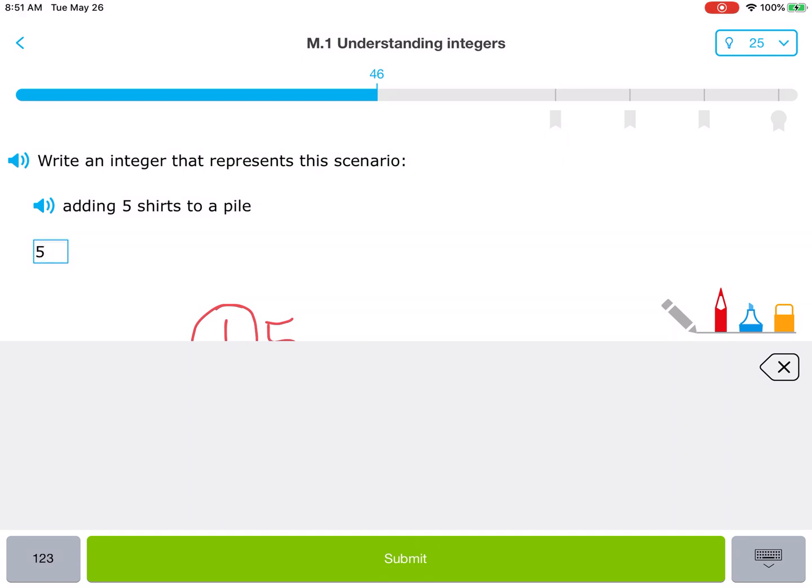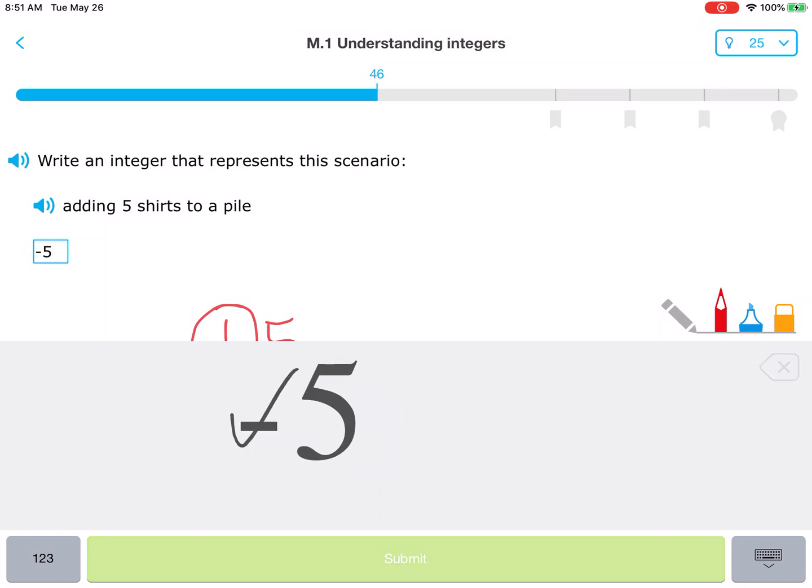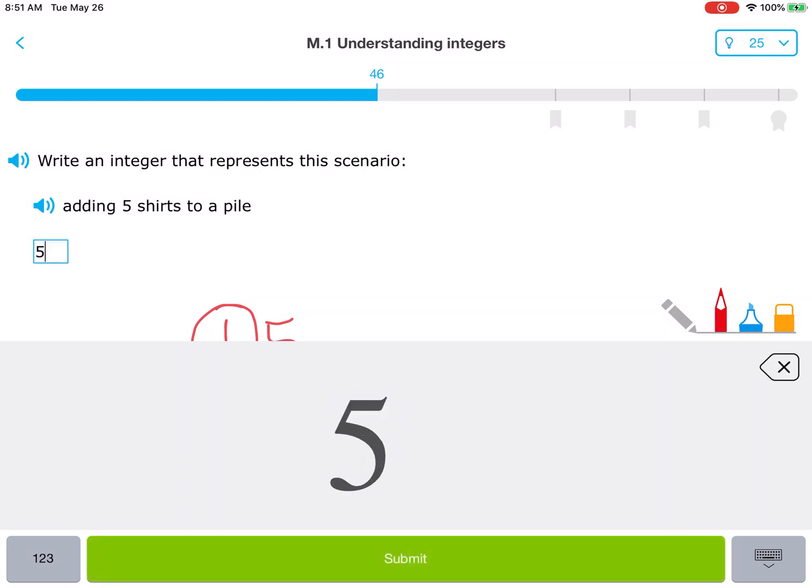You're going to see a few of these. So now if you're subtracting, you need to put a negative in here before the 5, not after. So that would be a -5 like this. But if it's +5, you just write in a 5 like that.